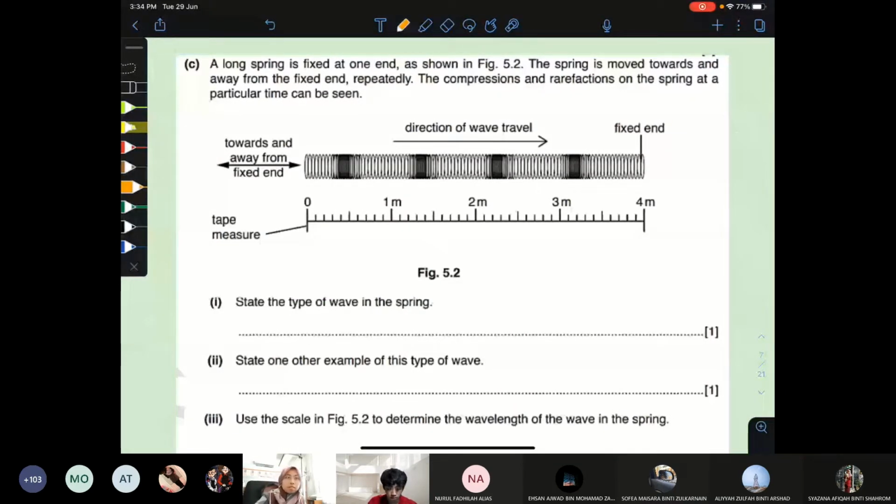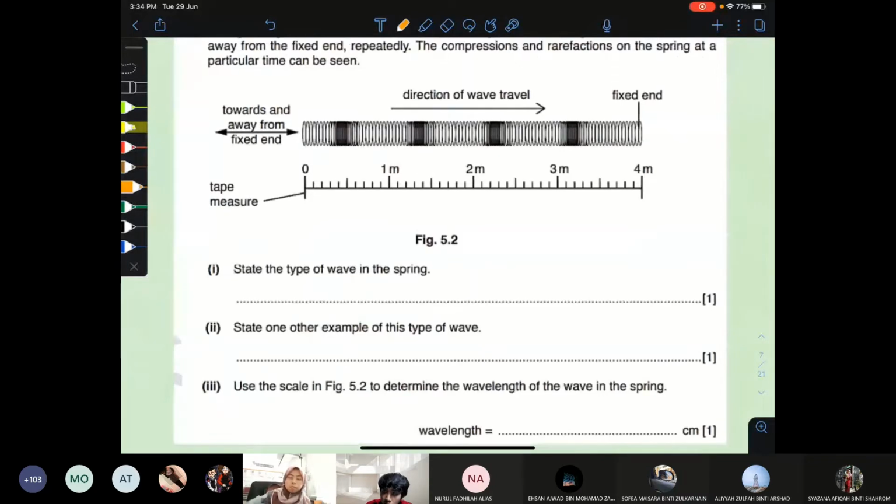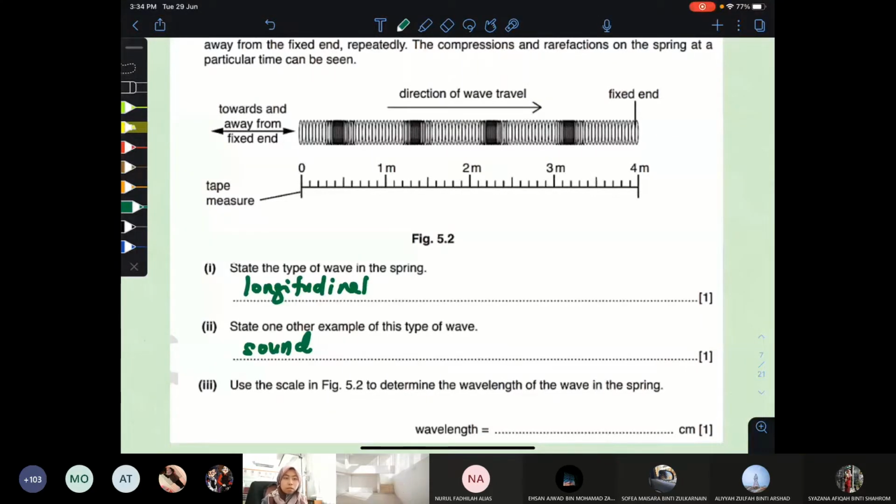Now, a long spring is fixed at one end as shown in figure 5.2. The spring is moved towards and away from the fixed end repeatedly. The compressions and rarefactions on the spring at a particular time can be seen. State the type of wave in the spring. So this is obvious. The answer must be longitudinal. Okay, very good. And state one example of this type of wave. So we have mentioned this one, and this shouldn't be any problem. Okay, that's easy. Use the scale in figure 5.2 to determine the wavelength.